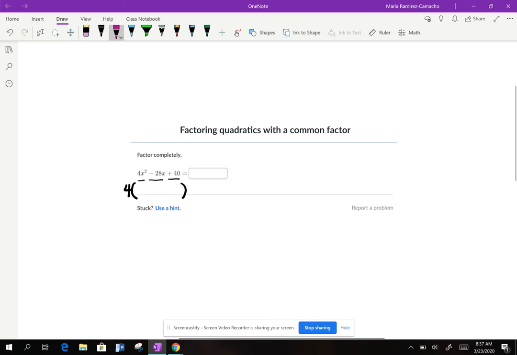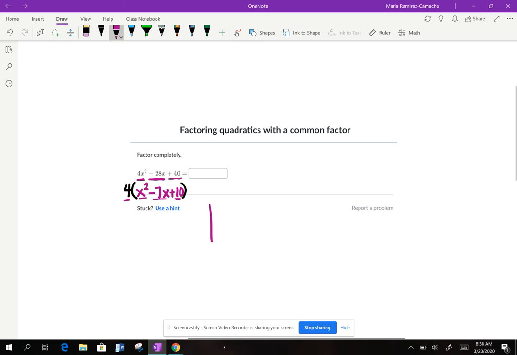Again, we're doing the opposite of distributing. If we take out a 4 from 4x squared, I'm left with x squared. If we take out a 4 from negative 28x, that would be negative 7x, okay? Make sure that when you're factoring out that the number that you're left with does multiply with this to get whatever you have up here, okay? So far, 4 times x squared is 4x squared, 4 times negative 7x is negative 28x, and 4 times 10 is 40.